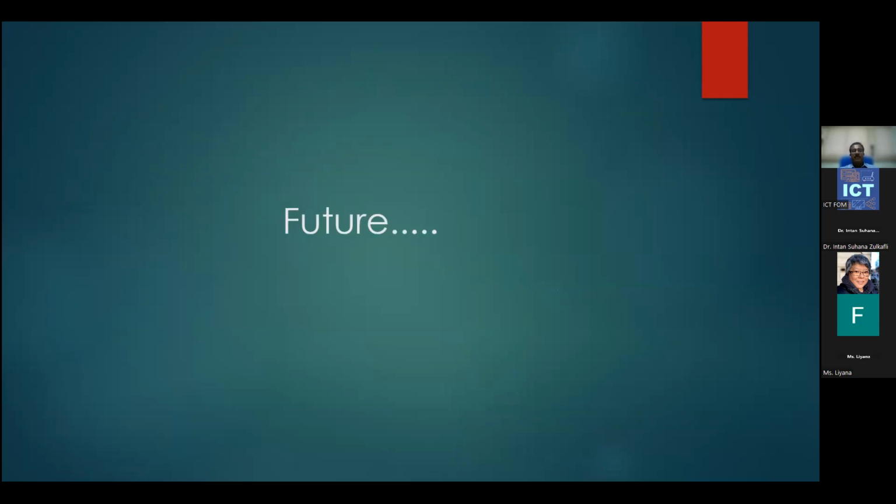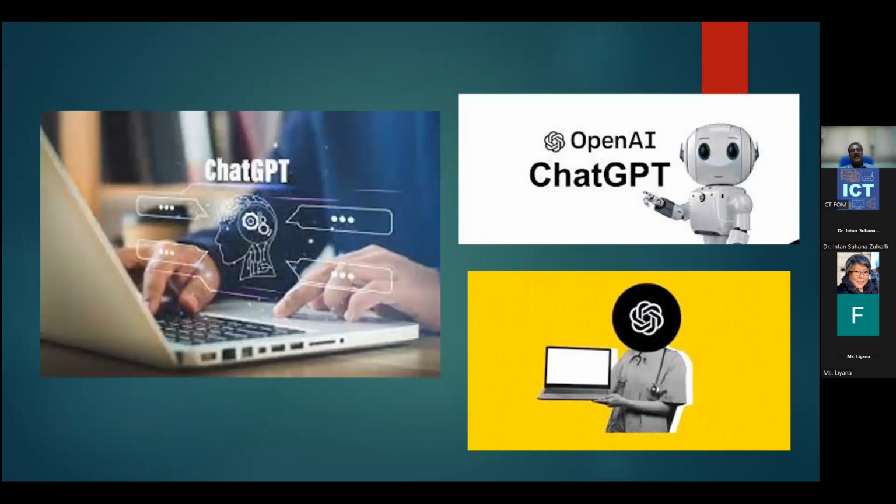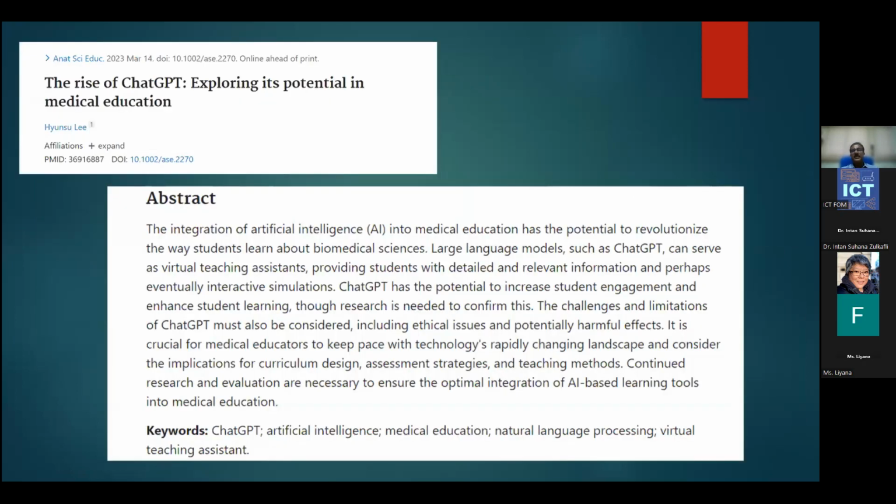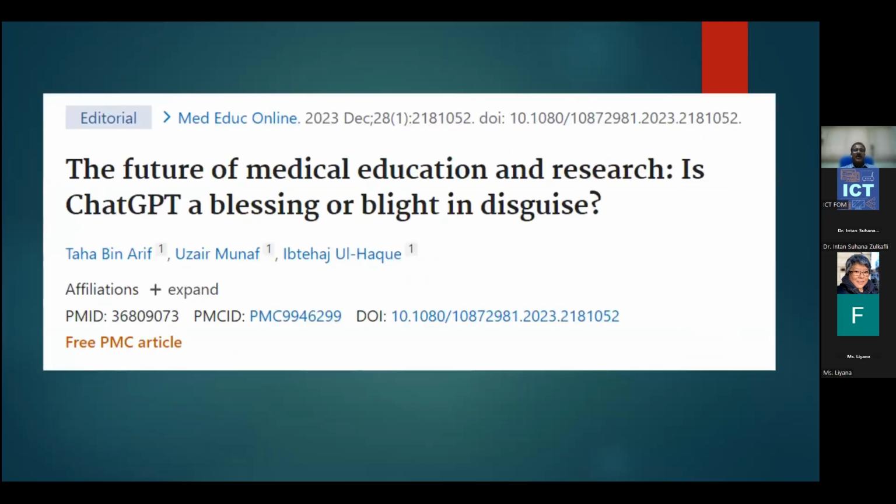Now, what about the future? I'm sure you've heard about OpenAI, ChatGPT. I think it was released somewhere last year in November, and it's picking up very, very fast. So it's here to stay. So these are the publications which came recently. The rise of ChatGPT: exploring its potential in medical education, and the future of medical education research is ChatGPT a blessing or a blight in disguise. So all this is yet to be seen, okay? Because the technology can be a double-edged sword. It can be beneficial or wrongly used, and sometimes it can be difficult, right?